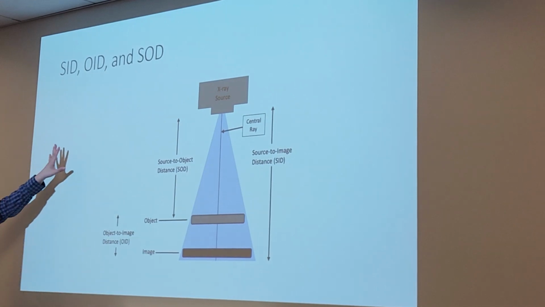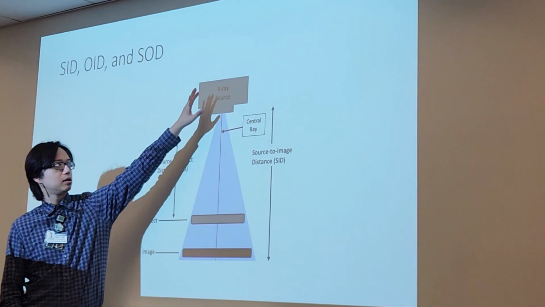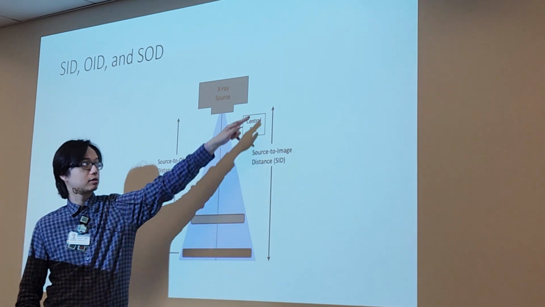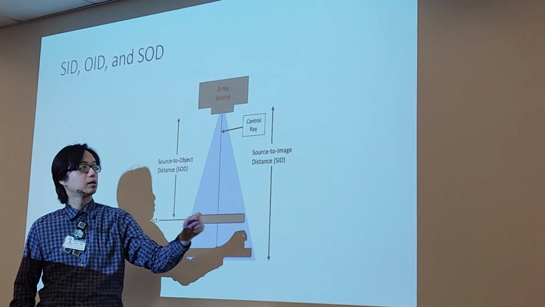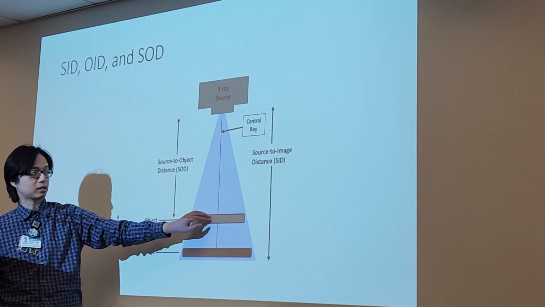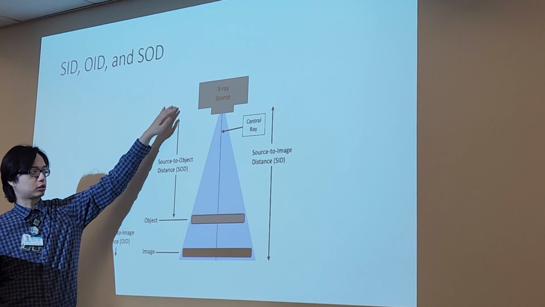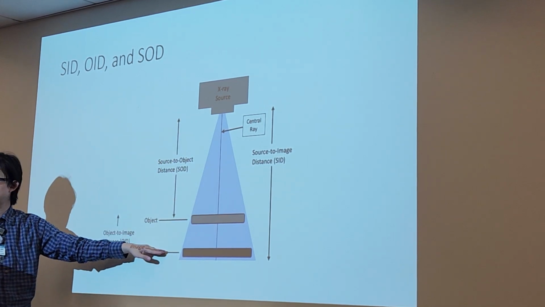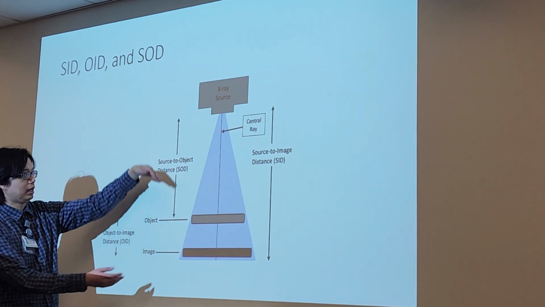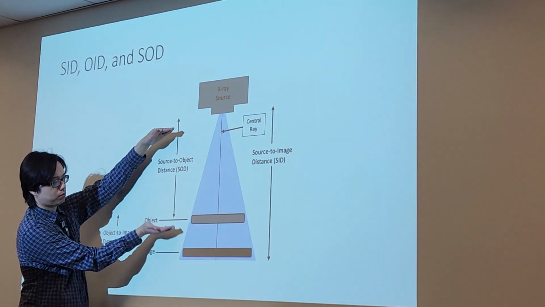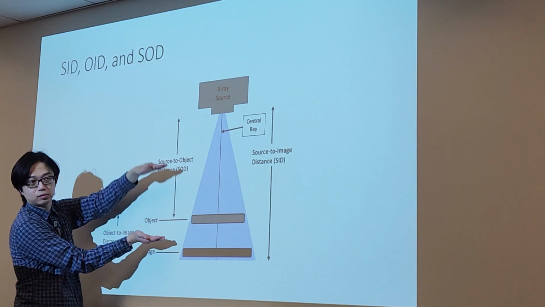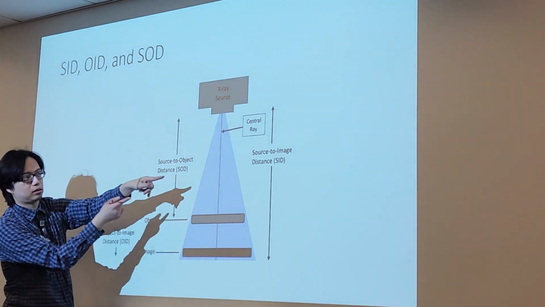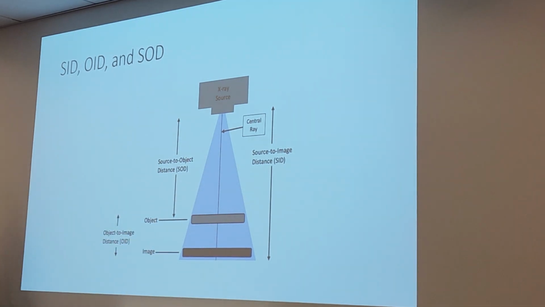So, just a diagram to demonstrate this, right? Source, IR, so that's our SID, right? Here's our object. So we've got the SOD, which is source to object, and then we have the OID, which is object to IR, right? So SID is just SOD plus OID. Right? SOD plus OID gives you your SID.